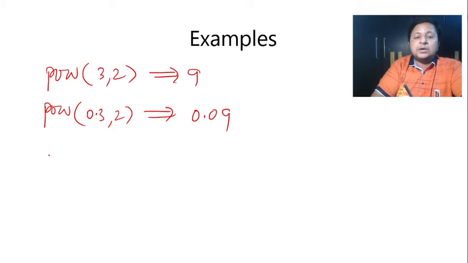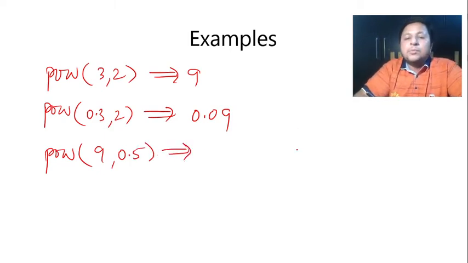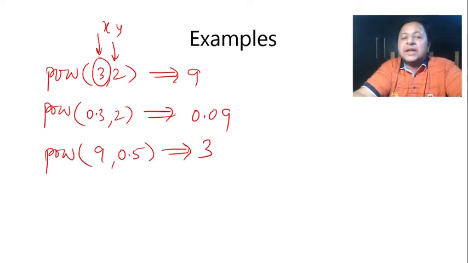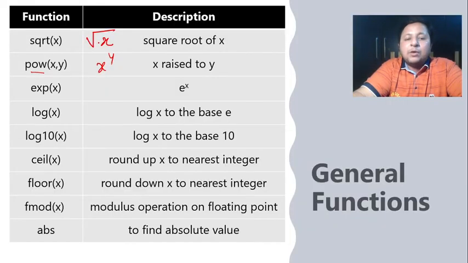Not only that, if at all I do pow, let's say, (9, 0.5). Now you know what 0.5 means, half. It means as good as taking a square root. So for square root of 9, you will be getting 3. So I can even have my x being a float or a fraction, as well as this y also can be a fraction. This is about the power function.